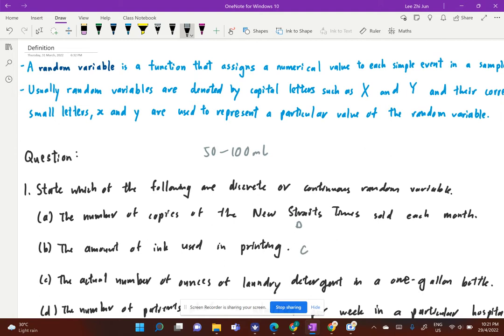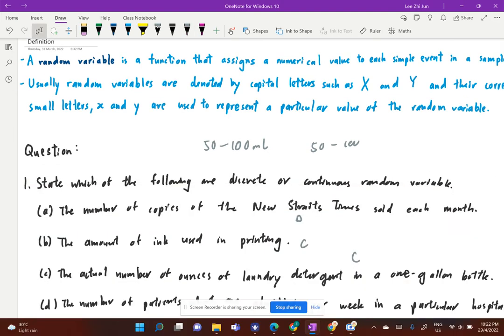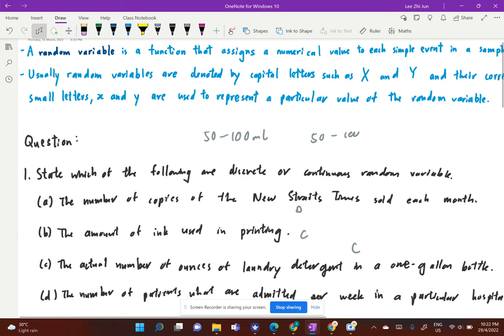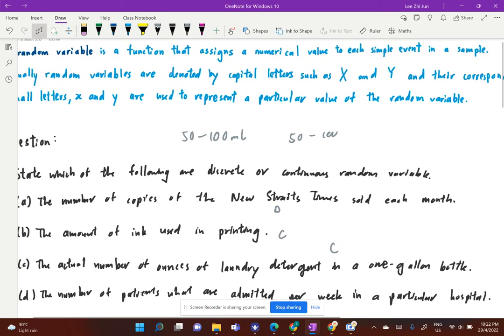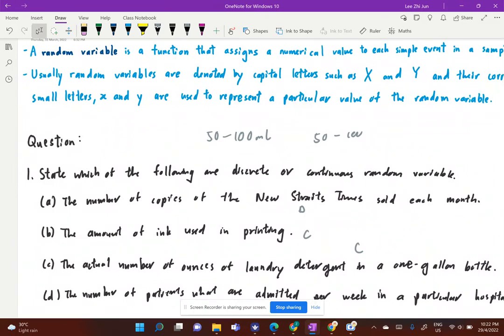C, the actual number of ounces of laundry detergent in a 1 gallon bottle. This is quite a big number, so we can just use an interval, so it's continuous. Last, D, the number of patients admitted per week in a particular hospital. The number of patients per week can be like this week 75 or 175 or something. You can straight away know the number, so it's discrete.